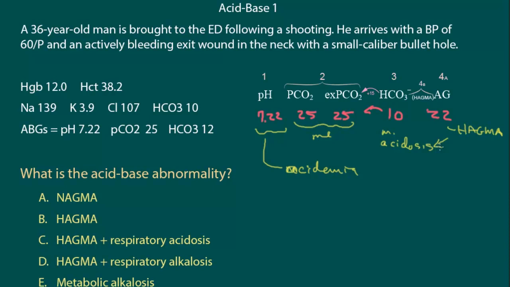Let's go to the 4B area and compare the increase in anion gap with the decrease in bicarb. Increase in anion gap is 22 minus the normal of 6. So it's 16. Anion gap has increased 16 above normal. Bicarb is 10. It's 15 less than normal, so 15, 16. They're about the same. We have a simple HAGMA going on.